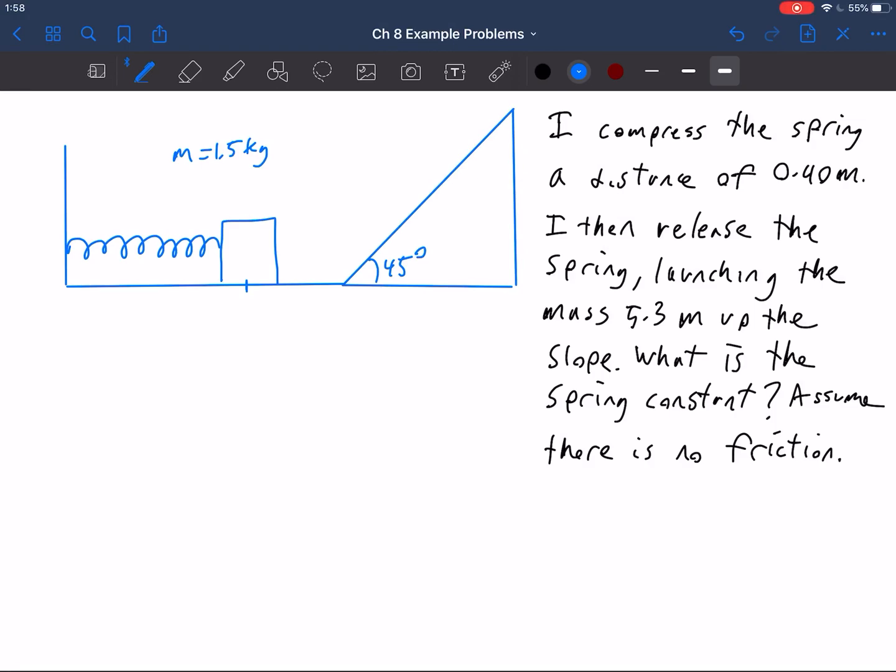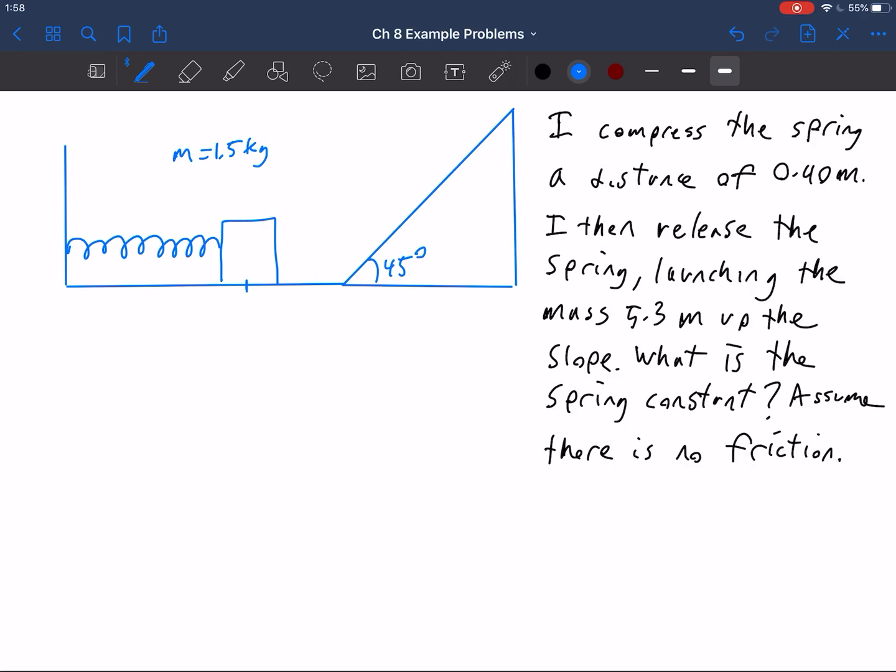Okay, so let's go through this nice example problem. Let's go ahead and read the problem. I compress the spring a distance of 0.4 meters. I then release the spring, launching the mass 5.3 meters up the slope. What is the spring constant? Assume there is no friction.